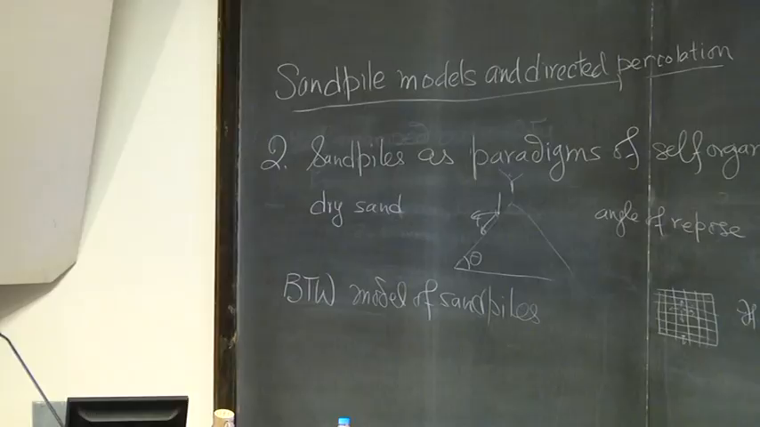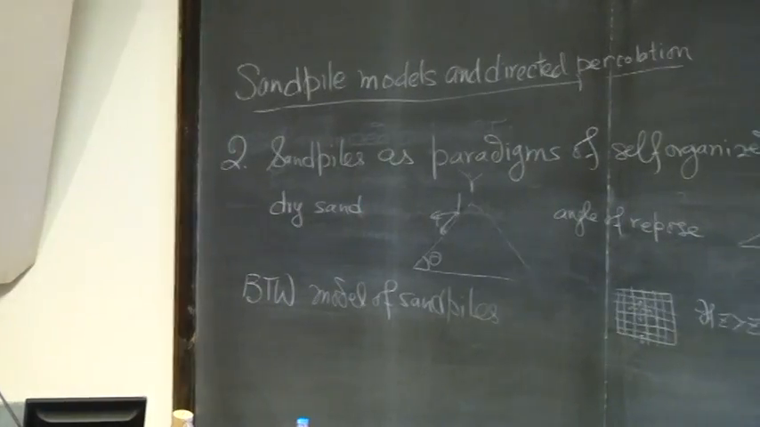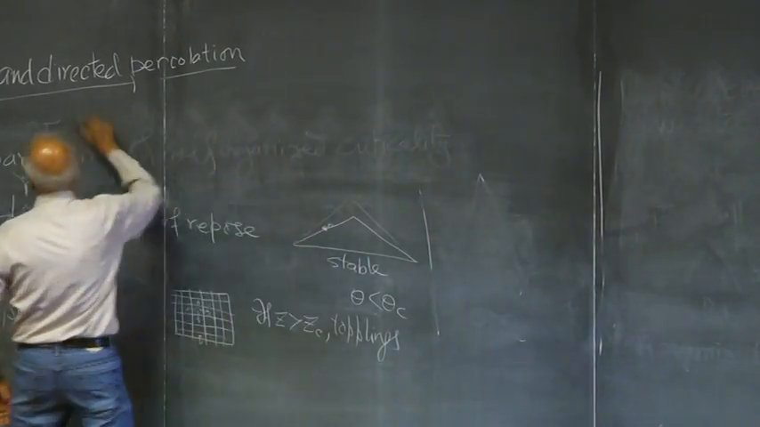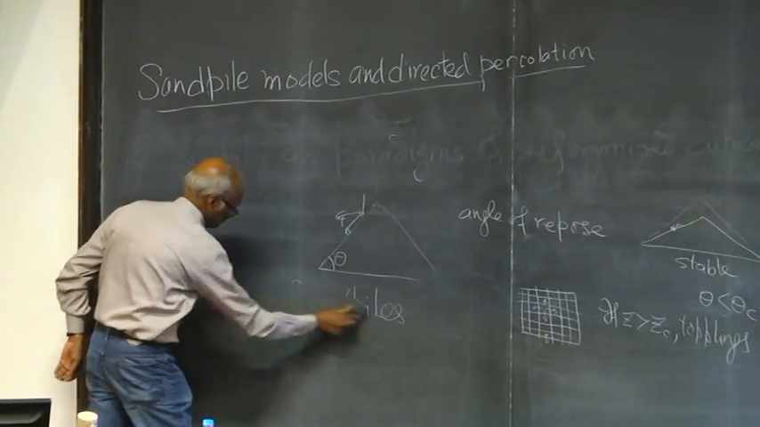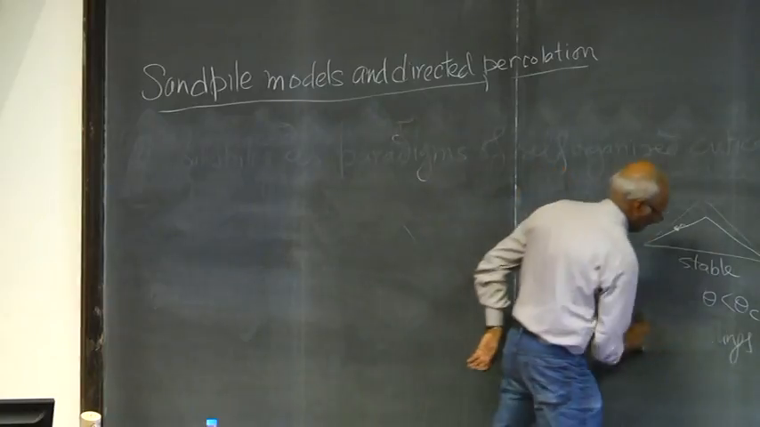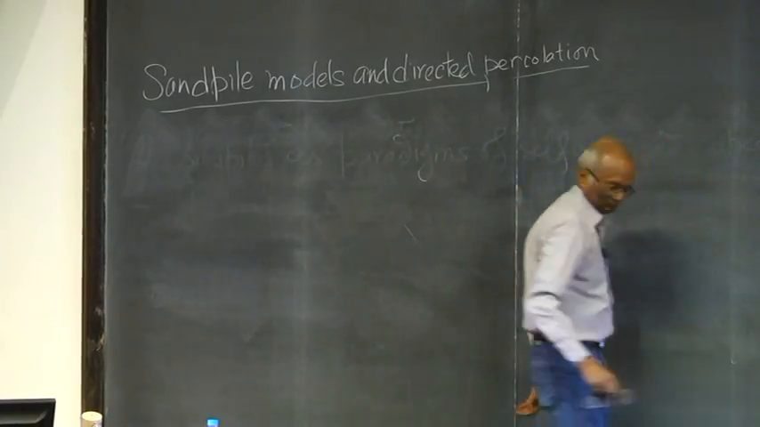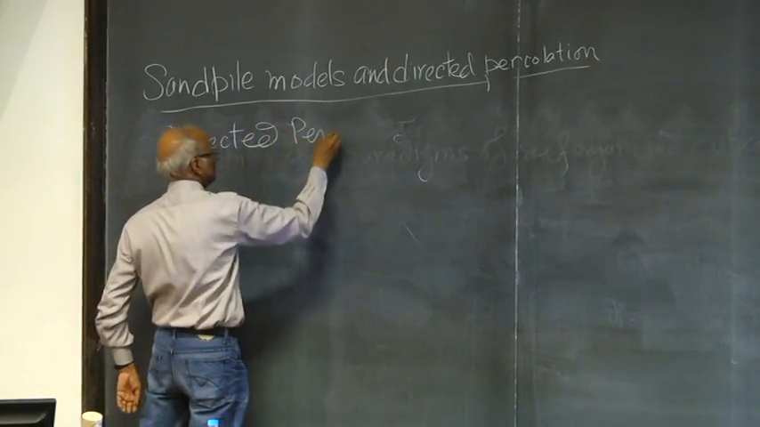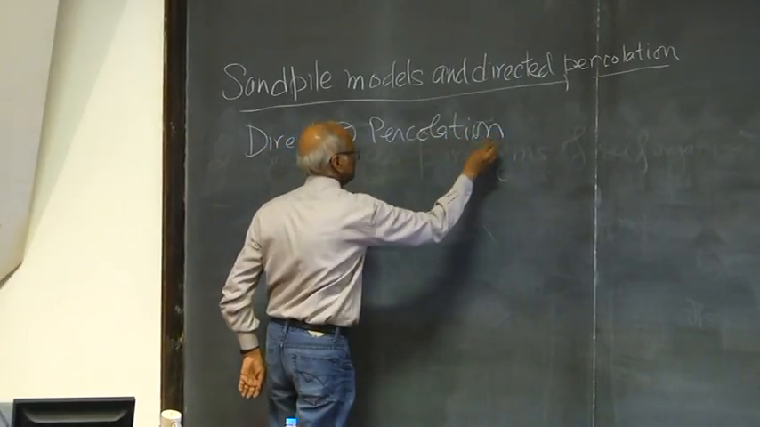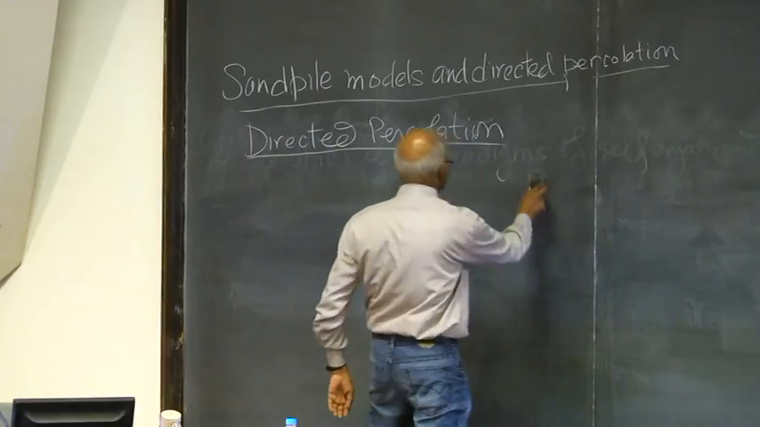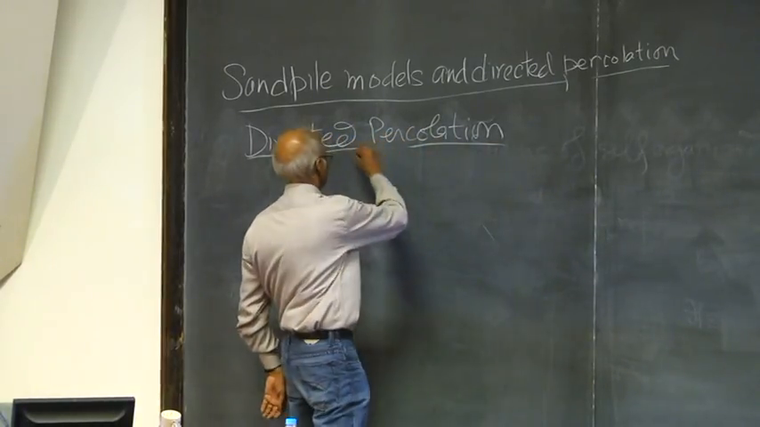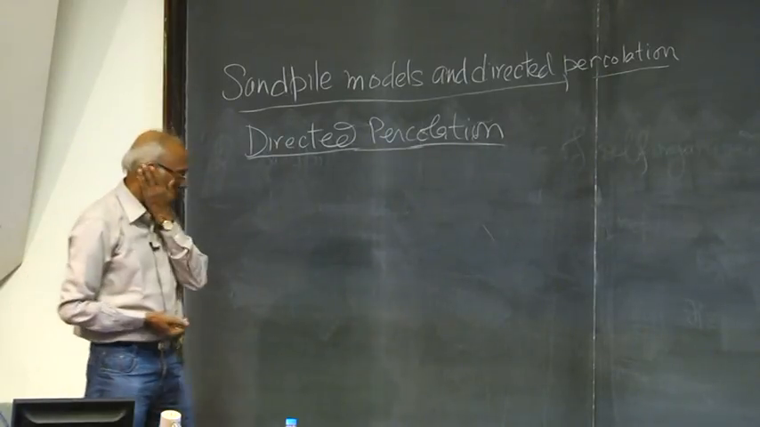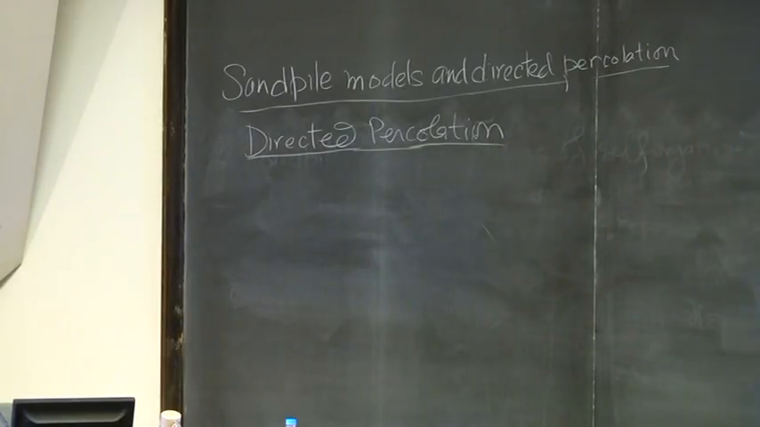Okay, so erase this stuff. So, directed percolation is a problem with a very long and illustrious history. It started with Hammersley in around 1955, and he was describing the spread of disease in apple orchards.